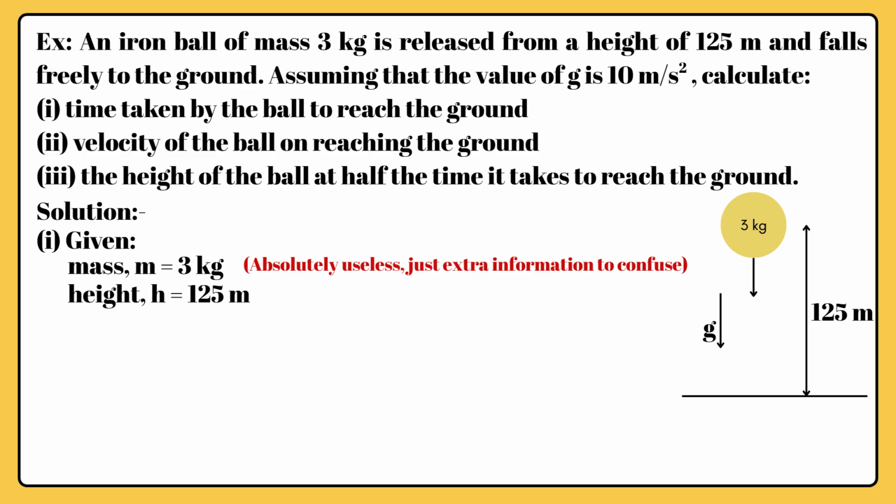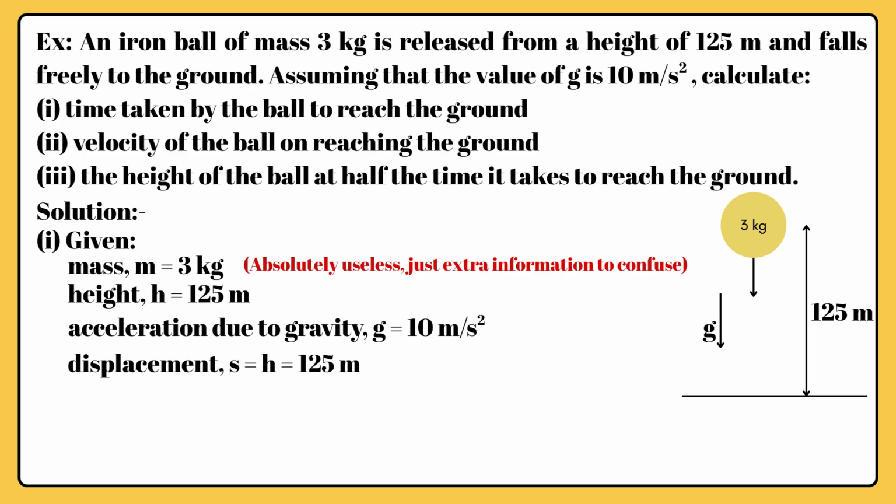Next, we are given the height from which the ball is released. So we will write that down as h is equal to 125 meters. And then we have acceleration due to gravity, which is g is equal to 10 meters per square second. Always be careful with the value of g you are using. Always check if the question is specifying you to use a particular value of g. If the question doesn't specify any value, then you can take g to be 9.8 meters per square second by default.